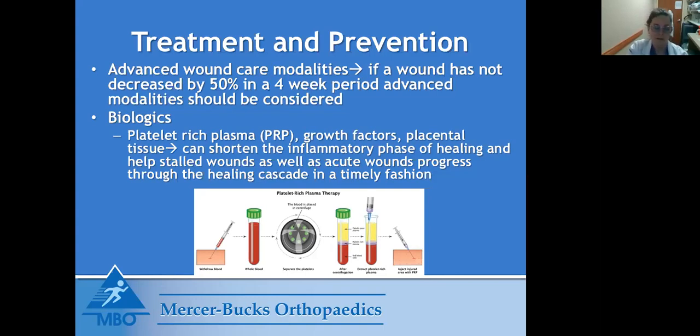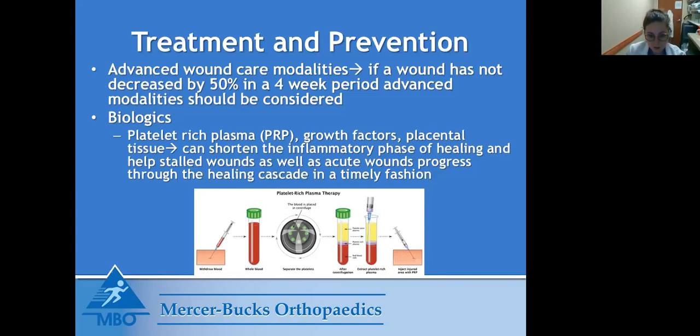Advanced wound care modalities exist. There are several different things out there. So I'm just going to mention some things here, one of which is biologics. So biologics consist of different tissues and different products, such as platelet-rich plasma, growth factors, and different placental tissues. What they do is they can shorten the inflammatory phase of healing, and that can take a stalled wound into that acute wound phase and help the wound itself progress through the healing cascade in a timely fashion.